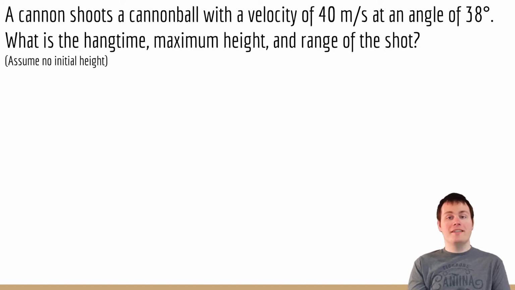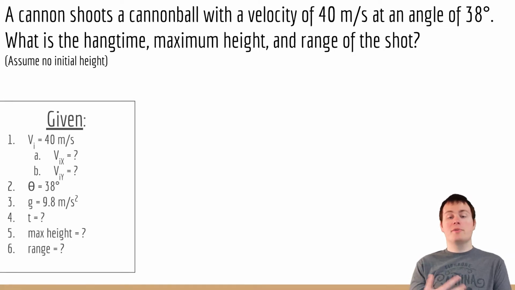The first thing I did was I always like to write off to the side all the things that I know about the problem. In this case we know the initial velocity, we know the angle, and gravity, because we're on Earth, and we know what we're looking for in terms of hang time, height, and range of the shot. Another useful thing would be to figure out the components of the initial velocity, the x and y components. And actually that'll be my first step.